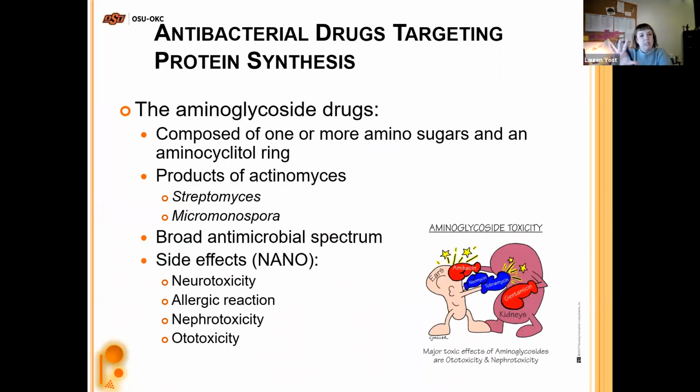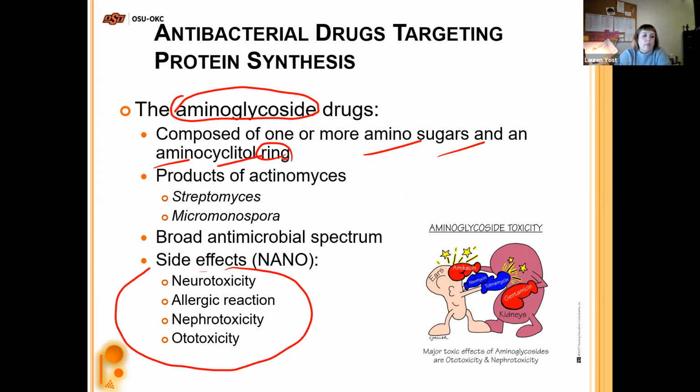Okay, moving on to protein synthesis. The ones that attack protein synthesis are called aminoglycosides. They usually have an amino sugar and an aminocyclitol ring. They're from actinomycete species like Streptomyces and Micromonospora. They have a broad antimicrobial spectrum. Side effects include neurotoxicity, allergic reaction, nephrotoxicity, which is your kidneys, and ototoxicity, which is your ears.